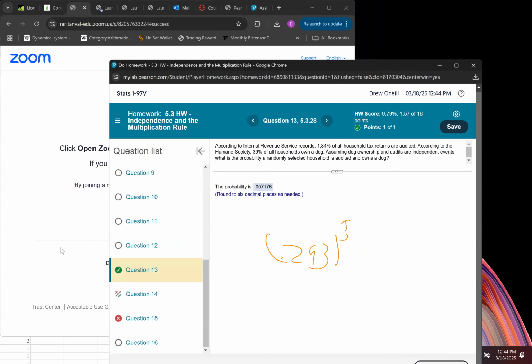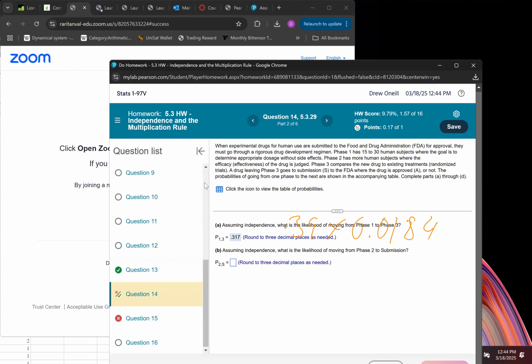Okay, this one was just multiplying two probabilities together, so it's just 0.39 times 0.0. This is a simple one. That's it. We're almost done with chapter 5, which is great. This is one I definitely have to explain. So it looks complicated, but it's not bad.